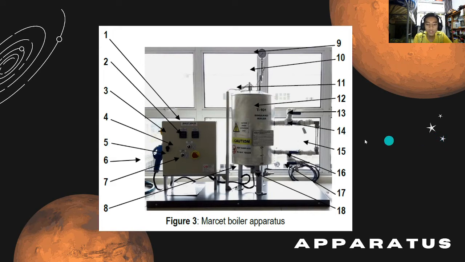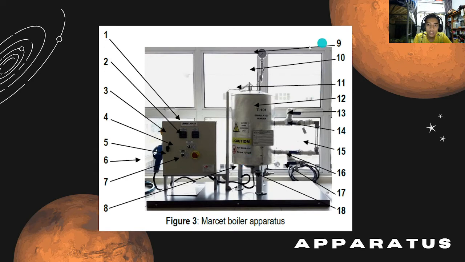So for the apparatus, number 1, this one is the control panel. Number 2 is the steam pressure indicator. Number 3 is the heater switch, the side one. And next, number 4 is the heater switch. Number 5 is the power switch. And number 6 is the power cable, this one. And number 7 is the emergency switch. Next, number 8 is the heater.